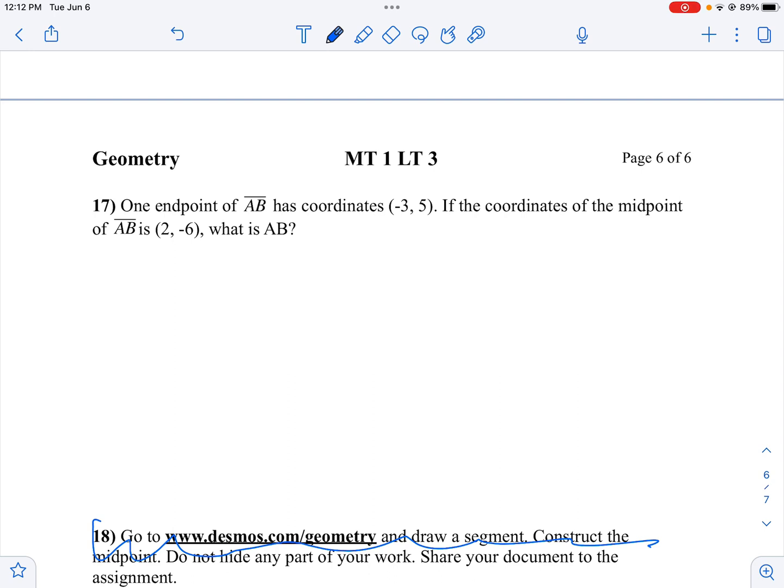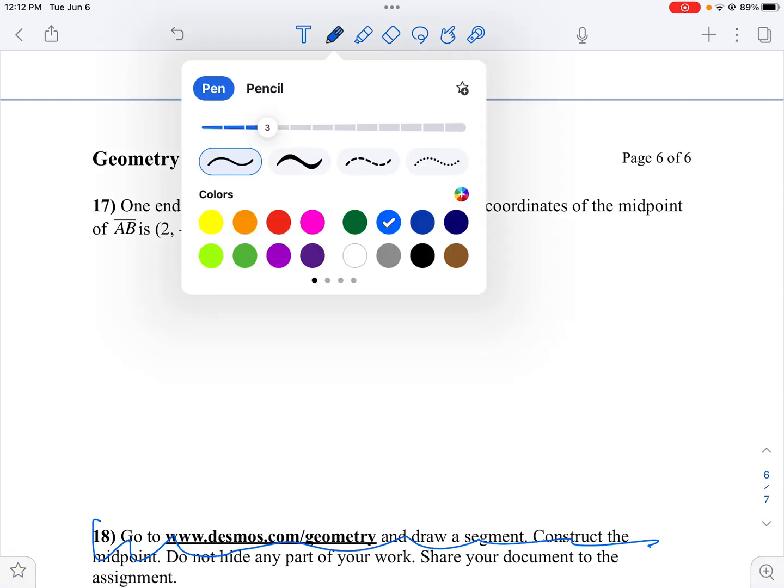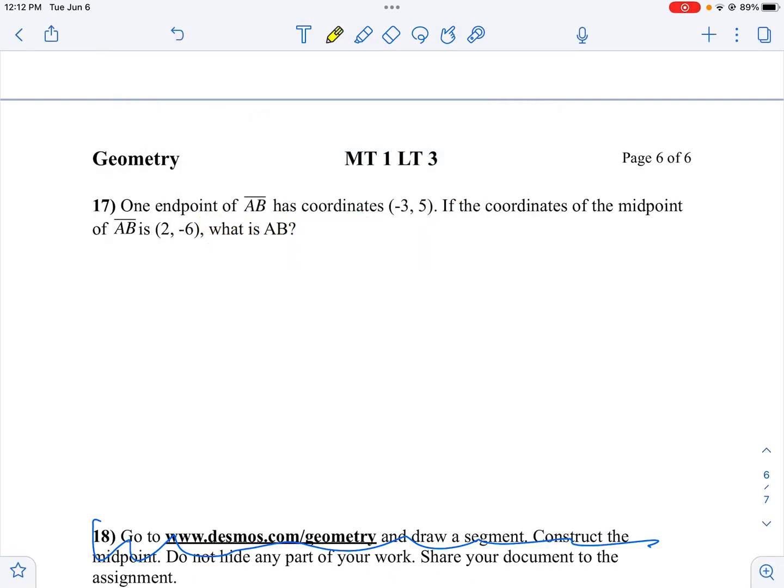We know one endpoint of AB is at negative 3, 5. I know the coordinates of the midpoint are 2 and negative 6. I want to know the distance from A to B. So let's sketch this graph out. It doesn't have to be perfect, but we'll scratch it out.